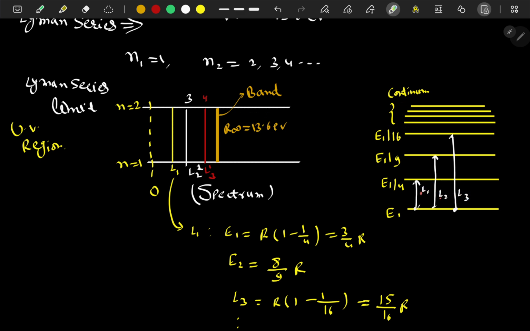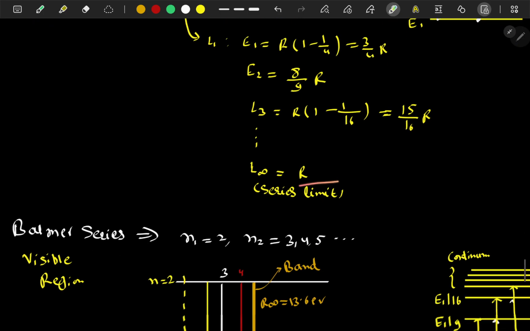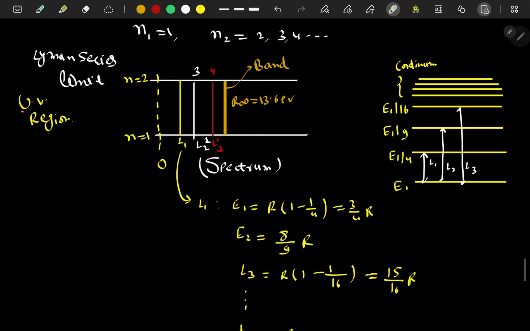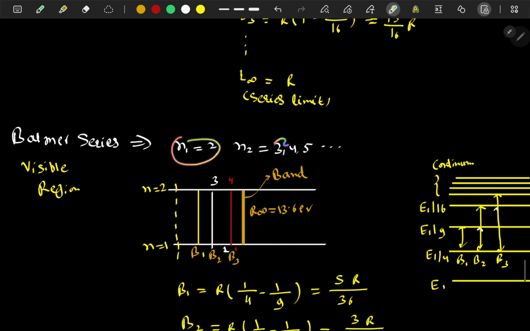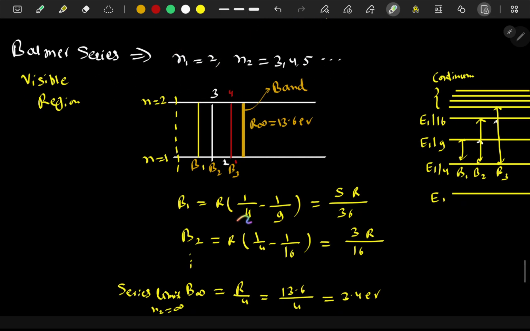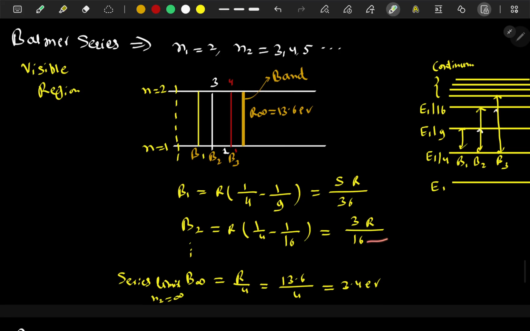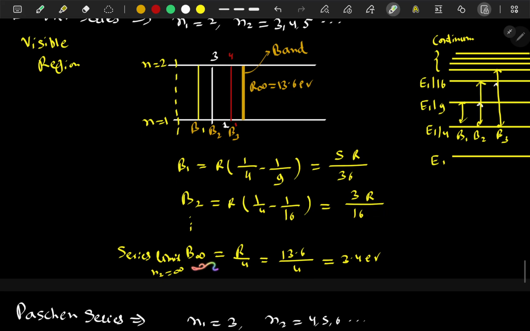So this is L1, L2 and L3 and so on, and the limit is R for Lyman, and the Lyman region comes in the ultraviolet region. Now the Balmer series: for the Balmer series, n1 equals 2 and n2 equals 3, 4, 5, and so on. So when we solve it, 1 upon lambda equals R infinite, 1 upon n1 square, where n1 is 2, and 1 by 9, 5 by 36, 3R by 16. Similarly, when we go to infinite, so the limit n2 equals infinite, we get R by 4, which is 13.6 by 4, that is 3.4 electron volt.